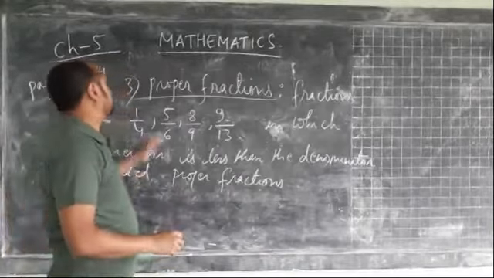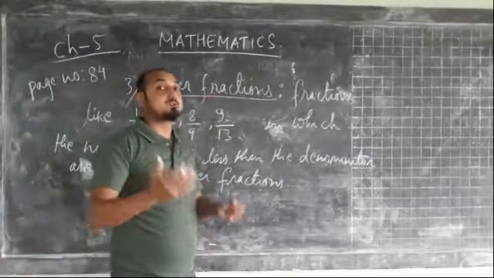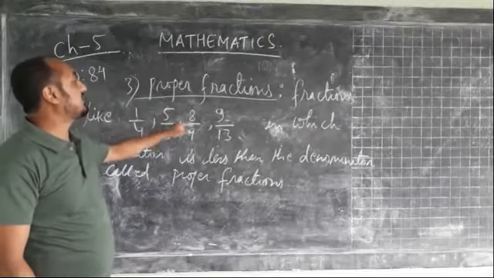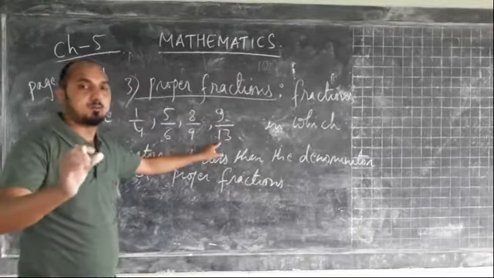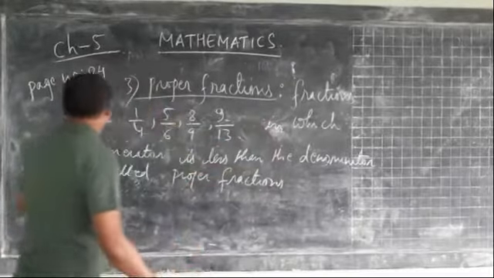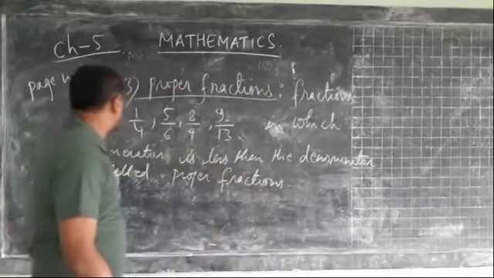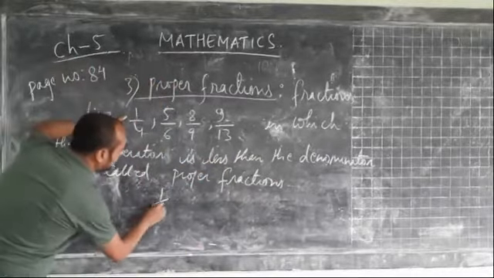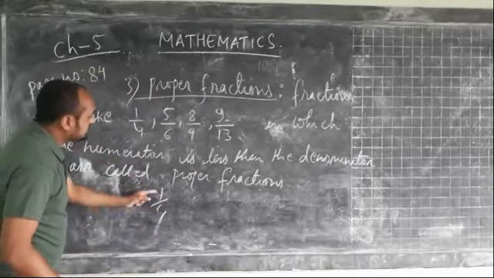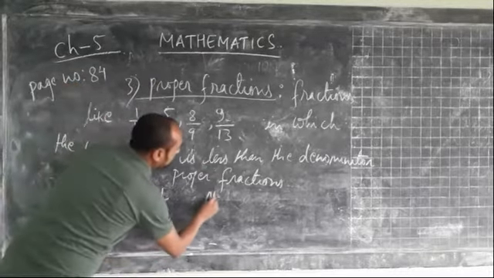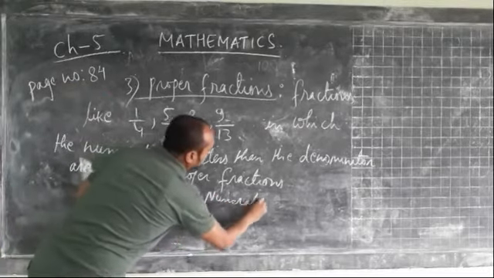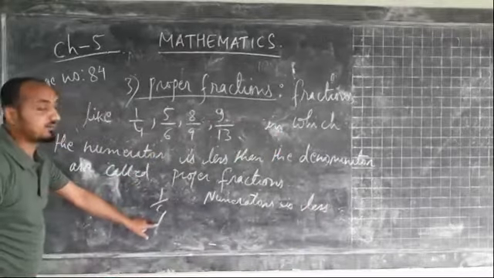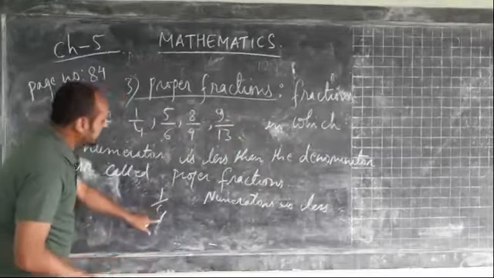The third type of fraction we have is proper fraction. So you have to understand what is proper fraction. Proper fractions like 1 by 4, 5 by 6, 8 by 9, 9 by 13. These are examples taken from your book in which the numerator is less than the denominator, and they are called proper fractions. So if you compare this 1 by 4, in these two numbers, which one is less? Numerator is less and denominator is greater. So 1 is less than 4.